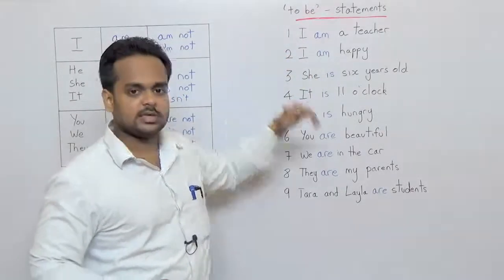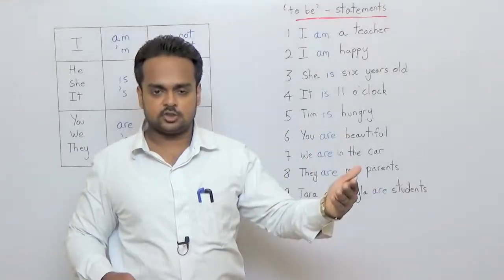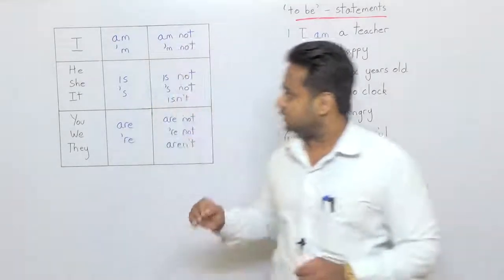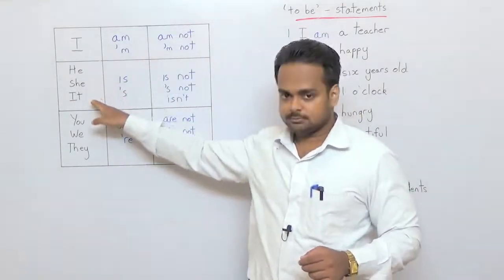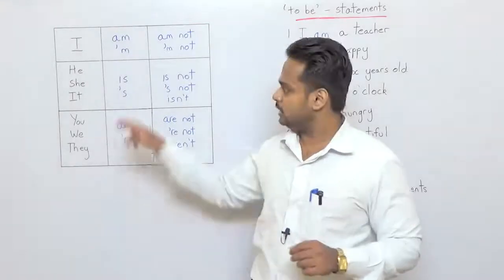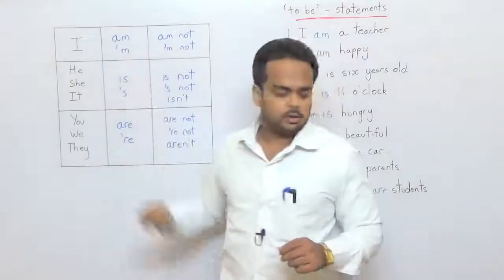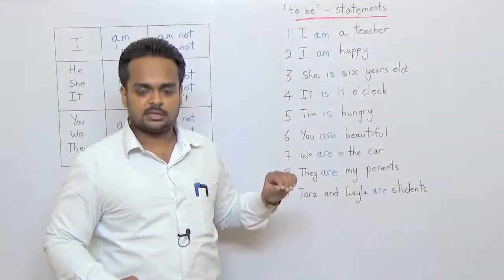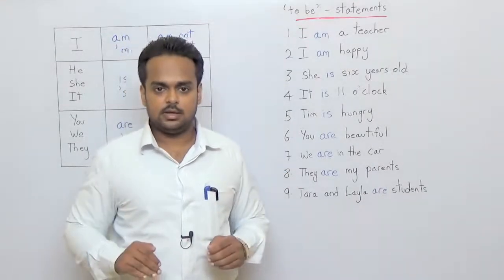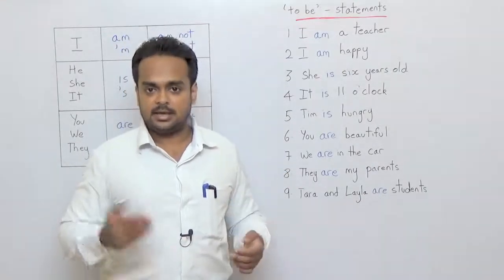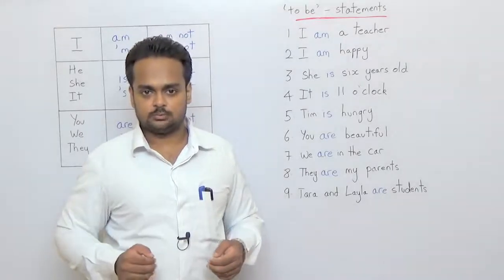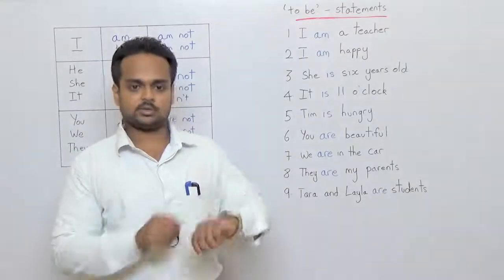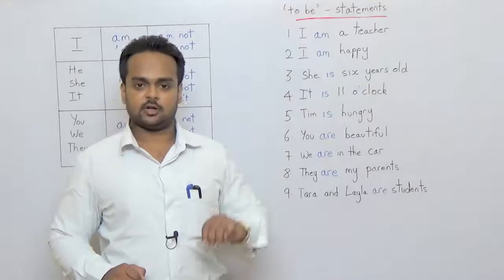If it's he, we would say he is a teacher or she is a teacher. He is happy or she is happy, etc. So when the subject is he, she, or it, or any singular noun, we use is. So in this example, she is 6 years old. This example talks about the age of a child. It can be she or it can be he. He is 6 years old. She is 6 years old, etc. It is 11 o'clock. This example talks about the time. So what's the time? It's 11 o'clock.